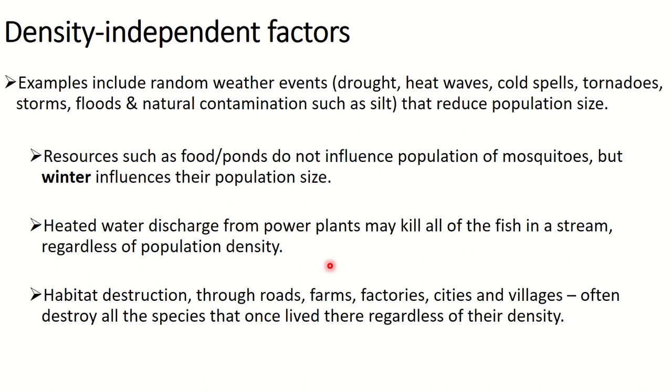Heated water discharged from power plants may kill fish from a stream, regardless of the population density. Habitat destruction through roads, farms, factories, cities, villages, etc. often destroys all the species that once lived there, regardless of their densities.